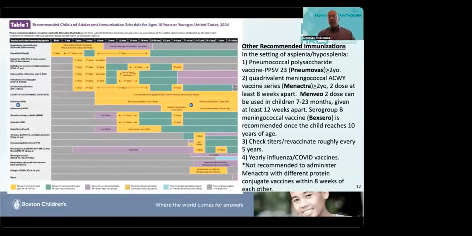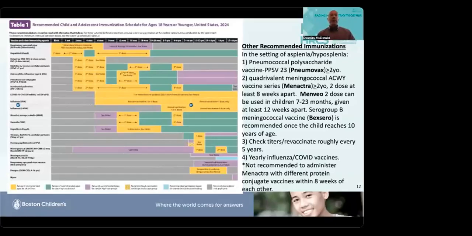When patients are greater than 2 years of age, we can further enhance their protection from pneumococcal disease by administering Pneumovax. The necessity of Pneumovax, in the era of Prevnar 20, is probably not as important, but it can provide some additional protection. Also important is to provide protection against meningococcal disease.